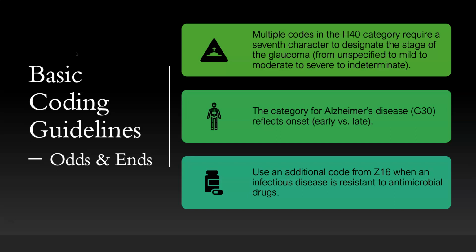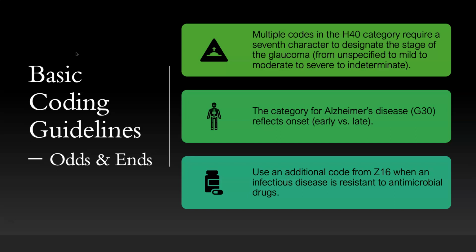The category for Alzheimer's disease, G30, now reflects onset, whether it was early onset or late onset, and that is something that's relatively new. When you're coding Alzheimer's, if you have an office patient that has Alzheimer's, the provider needs to make it clear whether this was early onset or late onset.